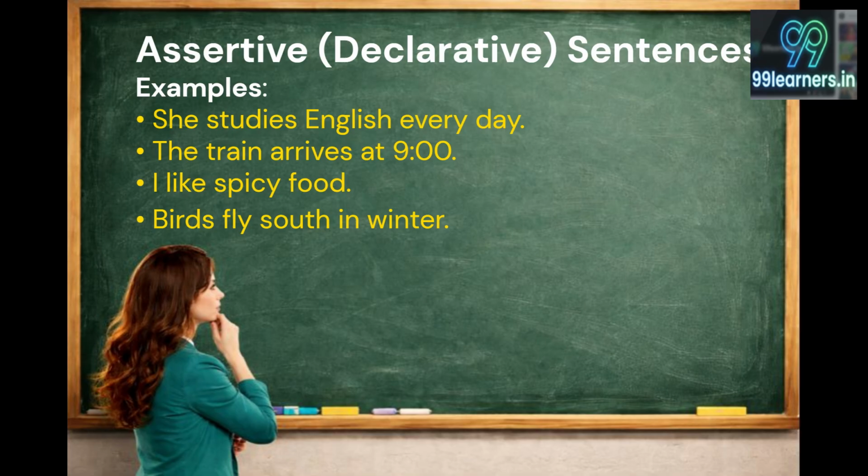Examples: She studies English every day. The train arrives at 9:00. I like spicy food. Birds fly south in winter. Notice, each sentence makes a statement that can be true or false. Short or long, it's still assertive.